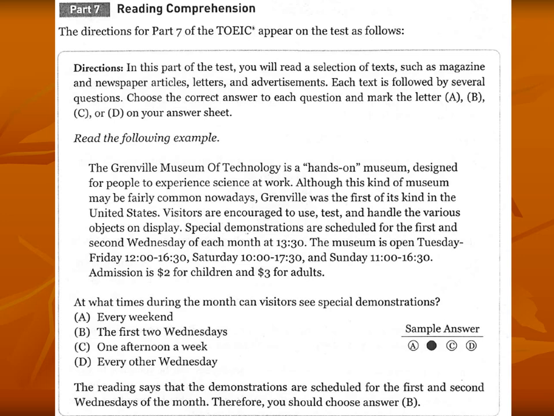And our question is, at what time during the month can visitors see special demonstrations? So our answer is B, the first two Wednesdays. How is that? The reading says that the demonstrations are scheduled for the first and second Wednesdays of the month. So here you can see in the middle of the text, from here, special demonstration. So therefore you should select your answer B.